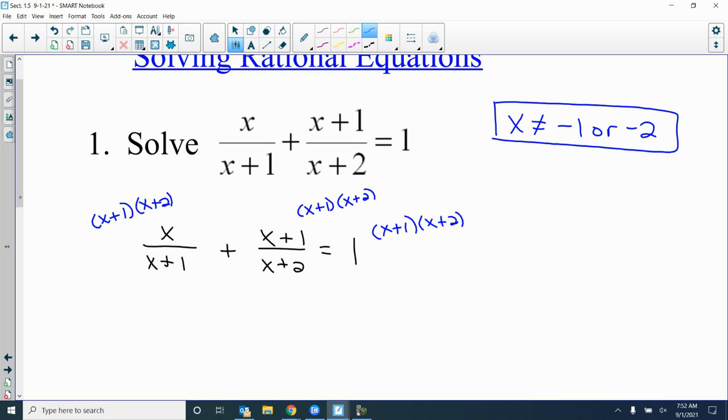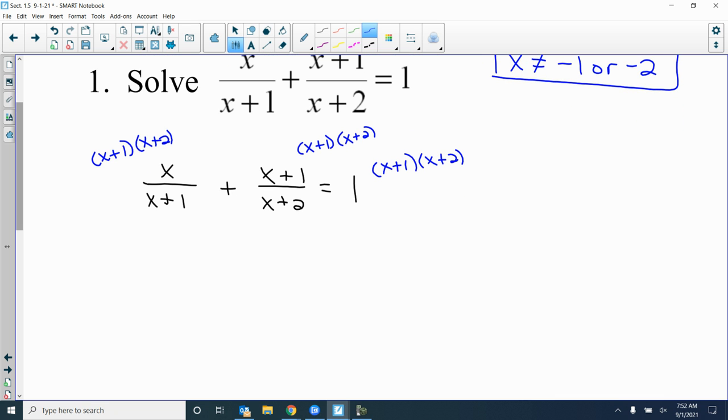All right, what happens on that first one when I multiply by x plus 1 times x plus 2? Do you understand what's going on? Brooklyn, do you know what's going to happen there? The x plus 1s are canceled. Good, that's the whole point. It will eliminate the fraction. The x plus 1s will cancel. And you're going to be left with x times that x plus 2.